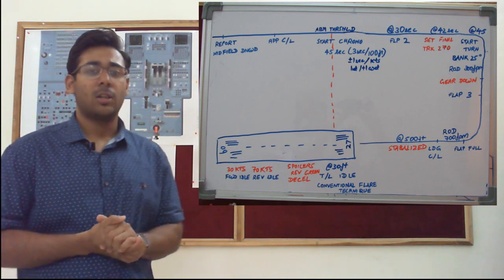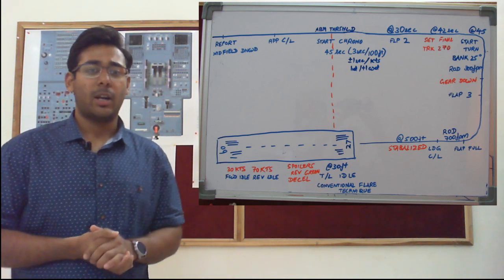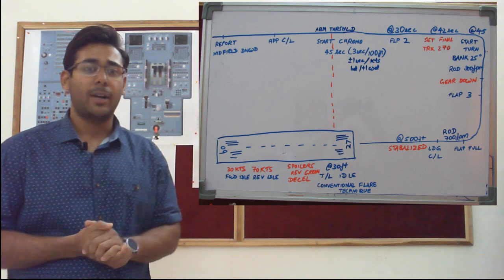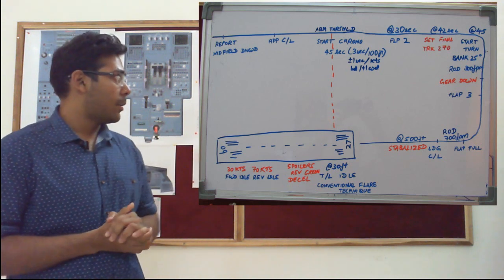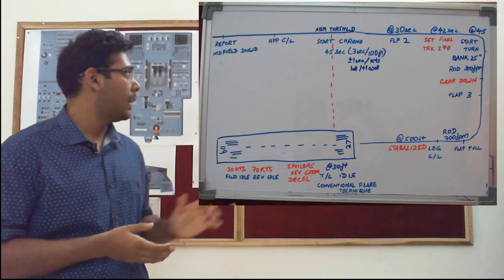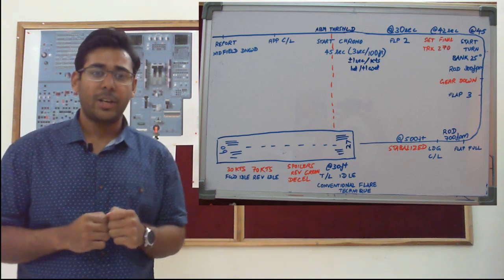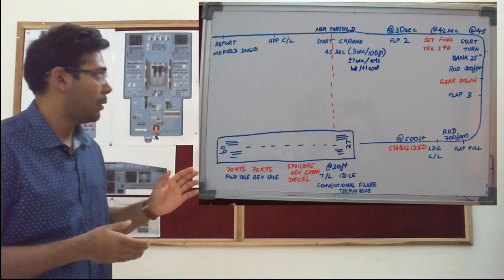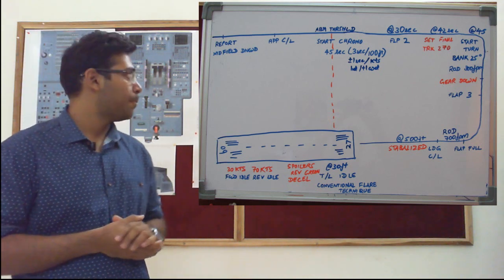Then once you touch down, the spoilers will come up, the pilot monitoring will announce spoilers, and the pilot flying will apply reverse thrust, and the pilot monitoring will announce reverse green after looking at the engine and warning display. Then once you feel the deceleration and you look at the speed trend, pilot monitoring will announce decel.